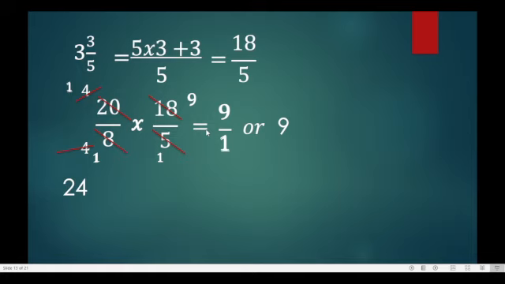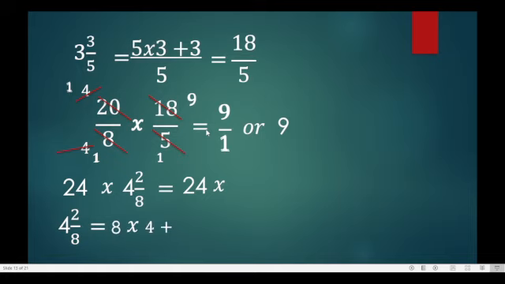Next, 24 times 4 and 2/8. So let's change first 4 and 2/8 into an improper fraction. So that is 24 times 4 and 2/8. So that will become (8 times 4 plus 2) over 8.